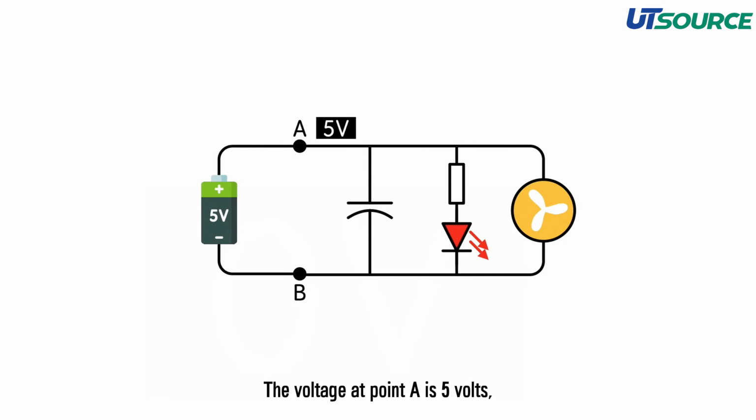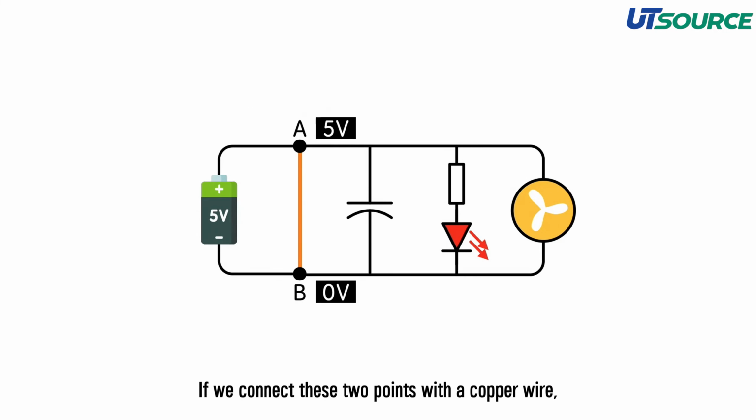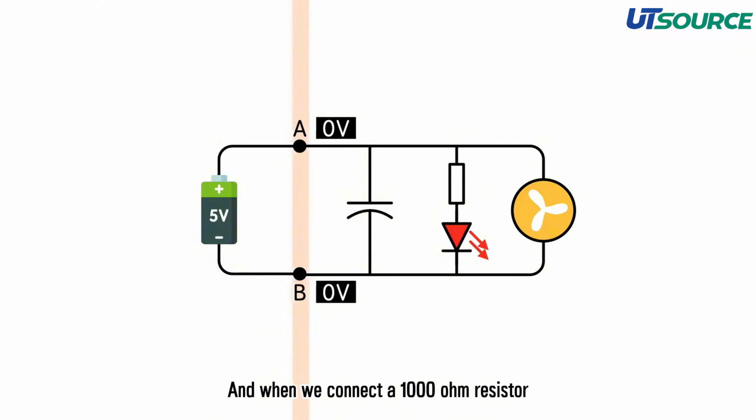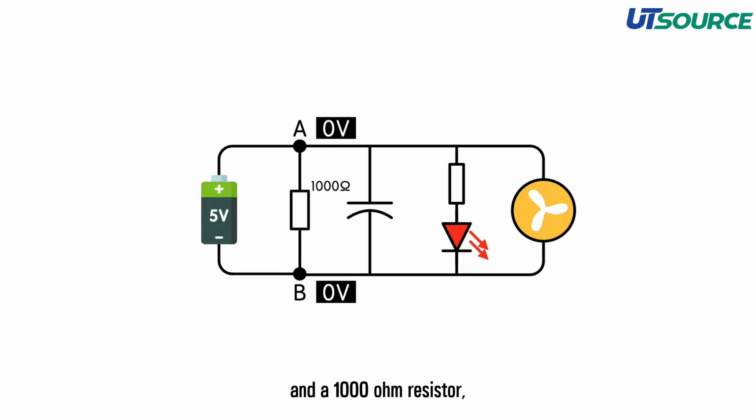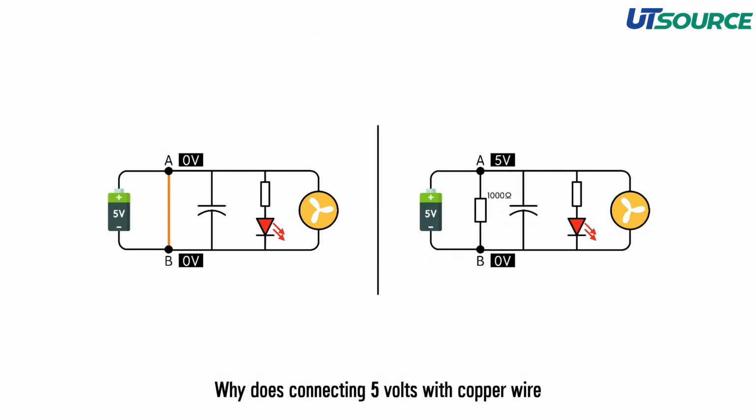The voltage at point A is 5 volts, and the voltage at point B is 0. If we connect these 2 points with a copper wire, which is commonly known as a short circuit, then the voltage at point A will be pulled down to 0 volts. And when we connect a 1000 ohm resistor and a 1000 ohm resistor, the voltage at point A will return to 5 volts. Why does connecting 5 volts with copper wire pull the voltage down to 0 volts?